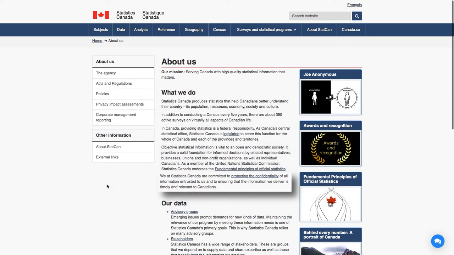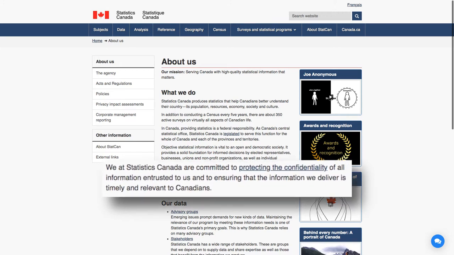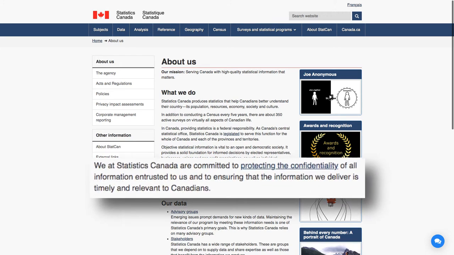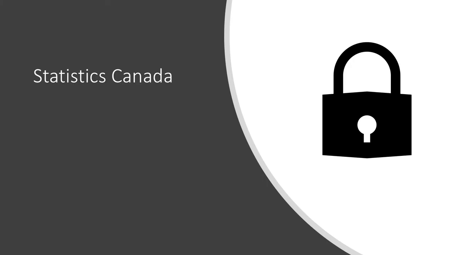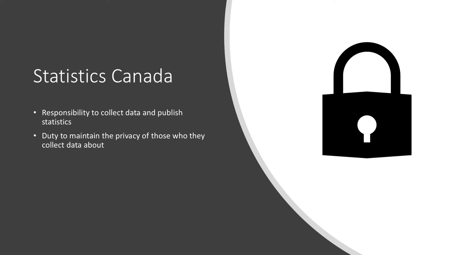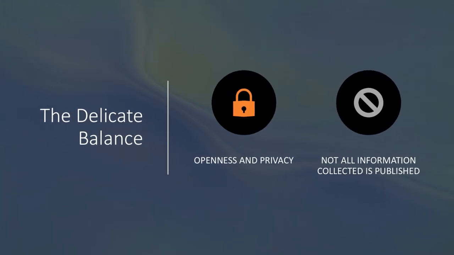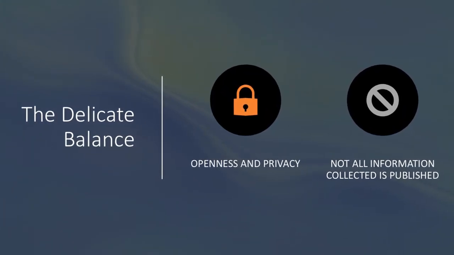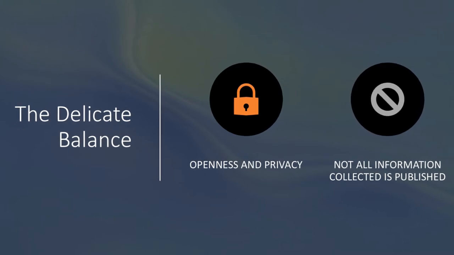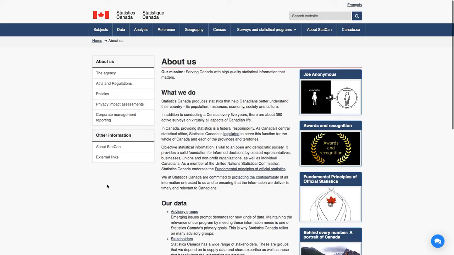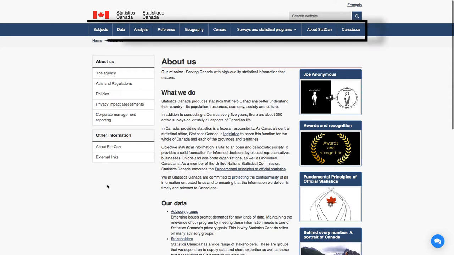Statistics Canada is committed to protecting the confidentiality of all information entrusted to them and to ensuring that the information they deliver is timely and relevant to Canadians. So not only do they have a responsibility to collect data and publish statistics, they also have a duty to maintain the privacy of those who they collect data about. The delicate balance between openness and privacy is often the reason why information is collected by, but not published by, Statistics Canada.